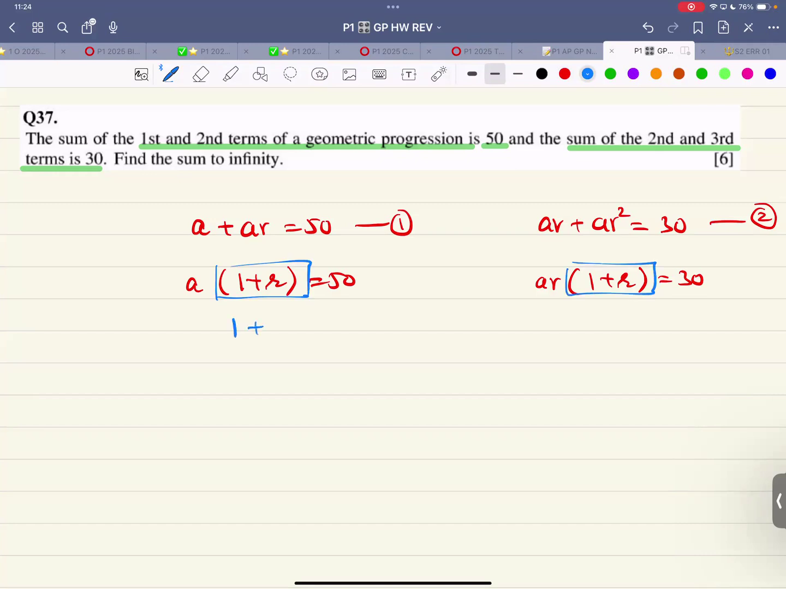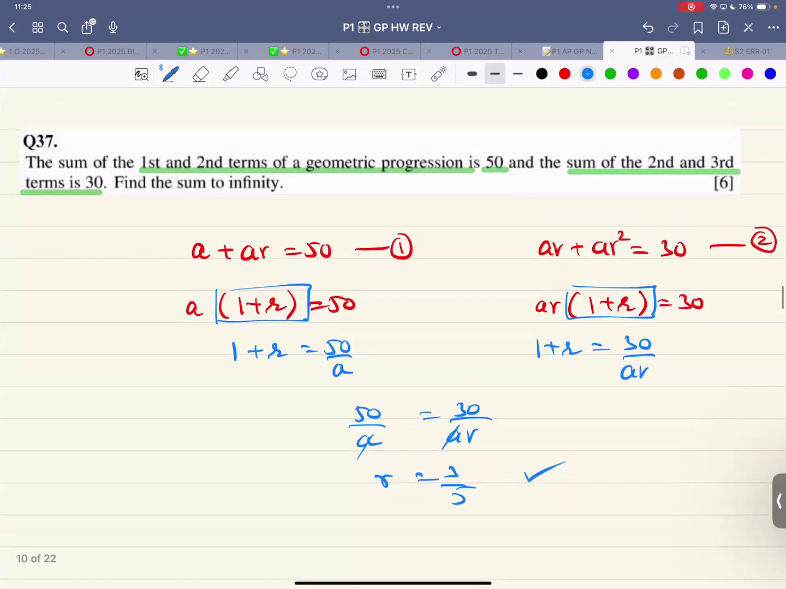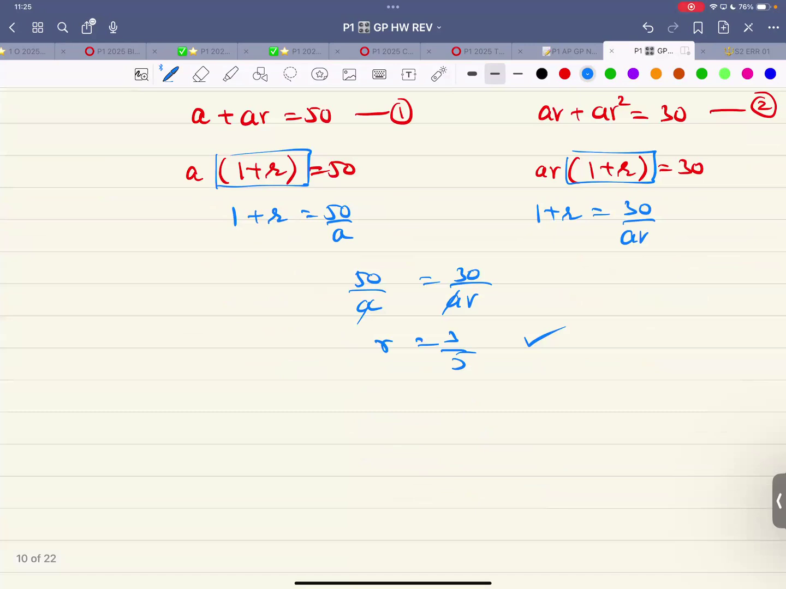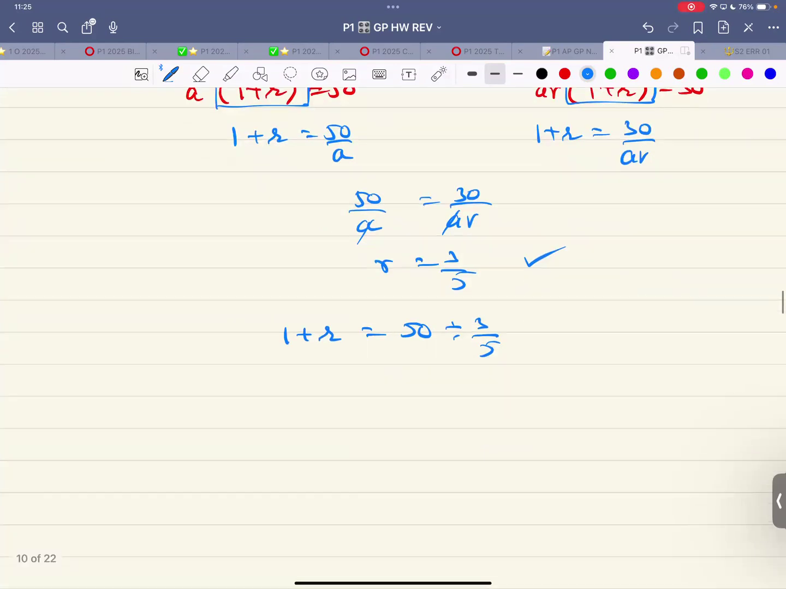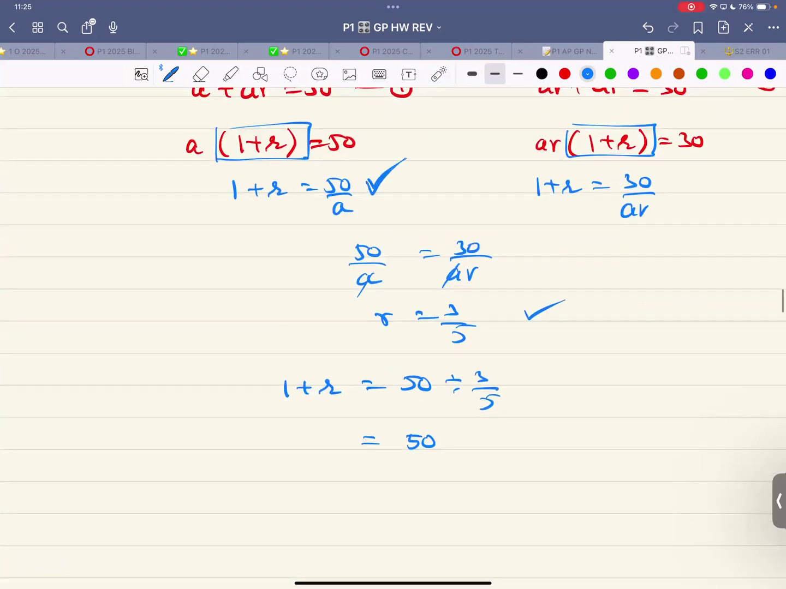So now 1 plus R is 50 over A. 1 plus R is 30 over AR. 50 over A is 30 over AR. A cancels out. Therefore, R is 3 over 5. When R is 3 over 5, let's find A. 1 plus R is 50 divided by A, so A times (1 plus R) is 50. I'm using this equation. That is 50 into 5 over 3.